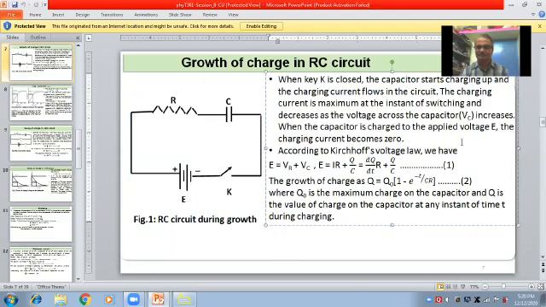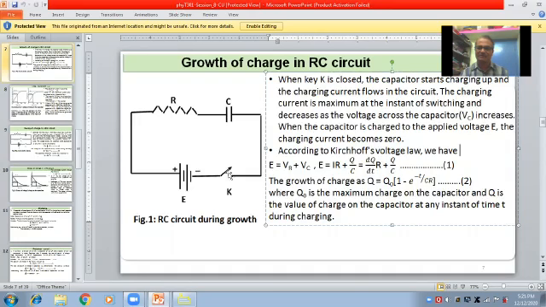So when this key is closed, the capacitor starts charging up and the charging current flows in the circuit. The charging current is maximum at the instant of switching and decreases as the voltage across the capacitor increases. So this is very important.